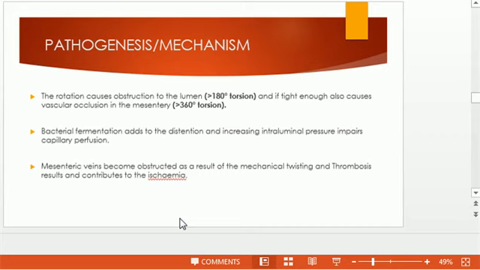Now what happens? Bacterial fermentation occurs in the loop, which adds to the distension of that loop and increases intraluminal pressure. And when the pressure within the loop is increased, it impairs the capillary perfusion of the gut. It's a vicious cycle that starts, with progression in the distension. The weak structures, obviously the mesenteric veins, become obstructed as a result of the mechanical twisting as well as increased pressure within the loop. Then thrombosis occurs in the veins, and this ultimately contributes to ischemia of the gut. Ultimately, due to torsion, the arteries are also occluded. So ischemia and gangrene of the gut occur in these patients.